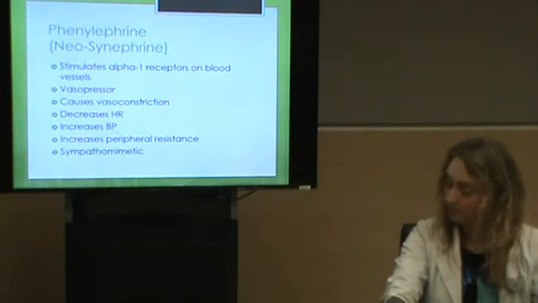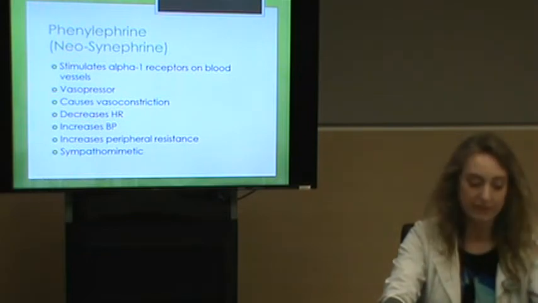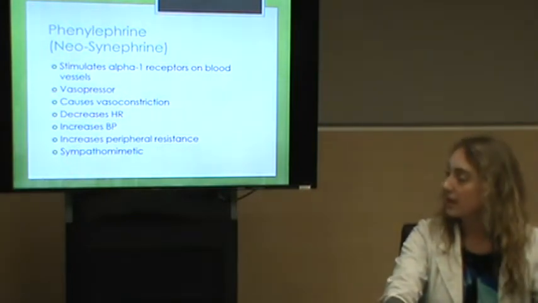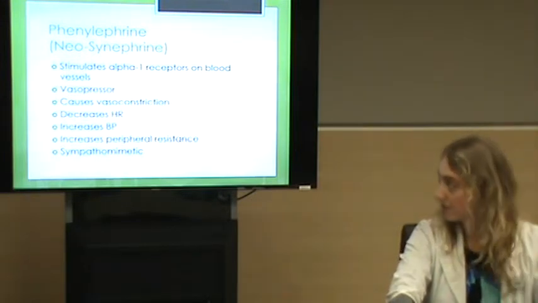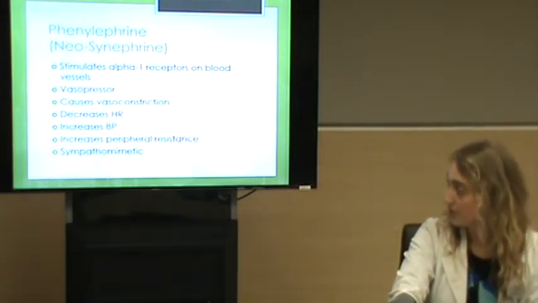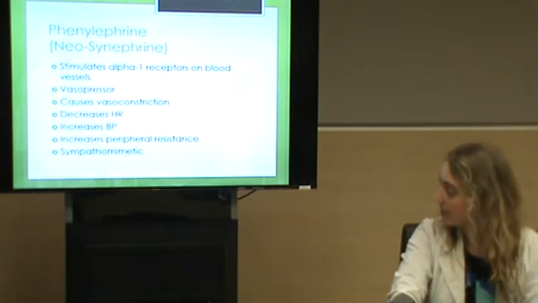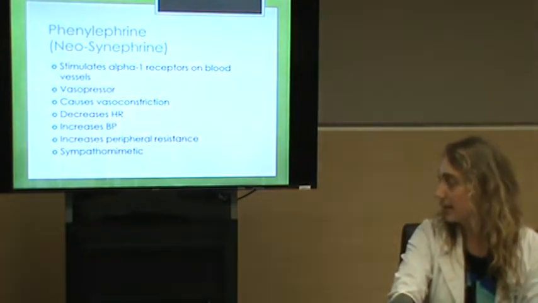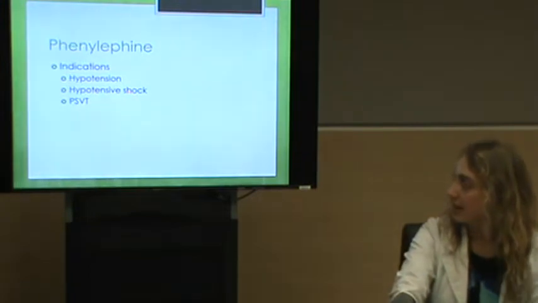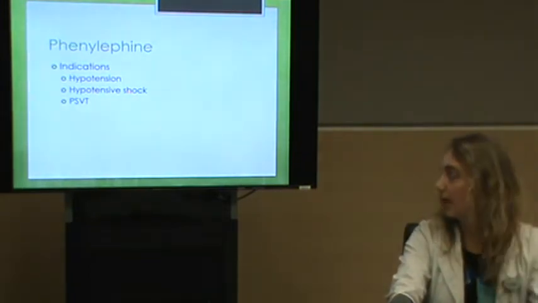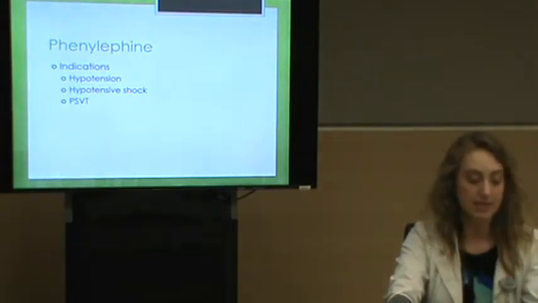The next one is phenylephrine. So phenylephrine and vasopressin, we talked about, have only the vasopressor action, and so these are not inotropes. They cause vasoconstriction, they decrease your heart rate, increase your blood pressure, and they stimulate the sympathetic nervous system. So phenylephrine is used for hypotension, hypotensive shock, and PSVTs.